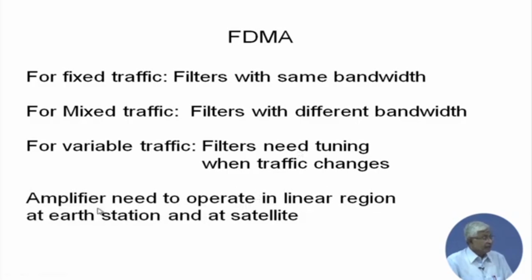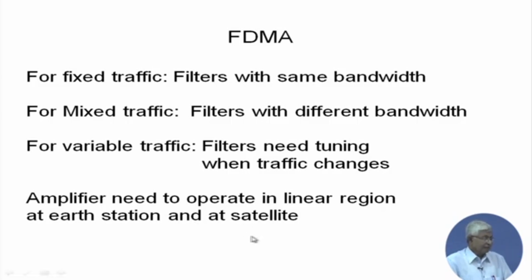And then the other issue is that the amplifier needs to operate in the linear region at the earth station and at the satellite. At the earth station also there are multiple carriers going up for different stations. Here I have shown only 3 stations, there may be more stations, so multiple carriers going up. So the earth station HPA has to operate in the linear region, otherwise spurious will be generated. Similarly at the satellite.